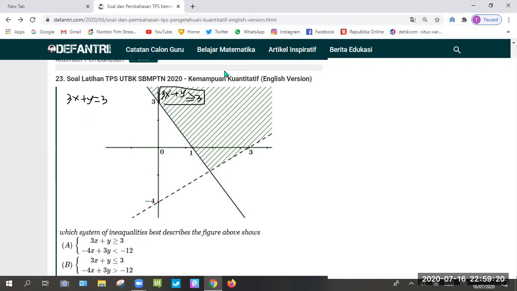minus 4x plus 3y is bigger than minus 12. And also the answer is because they are in here. The small lines, the lot of lines are here on top of the big line. So that means it's more, okay?